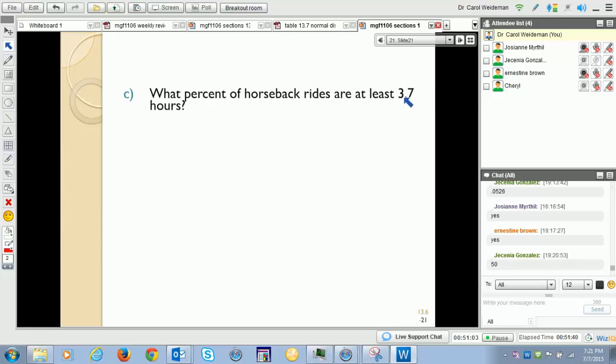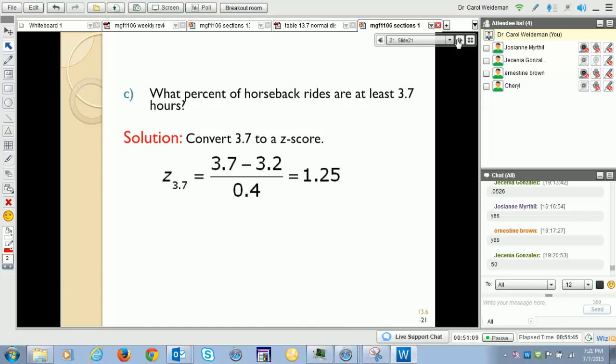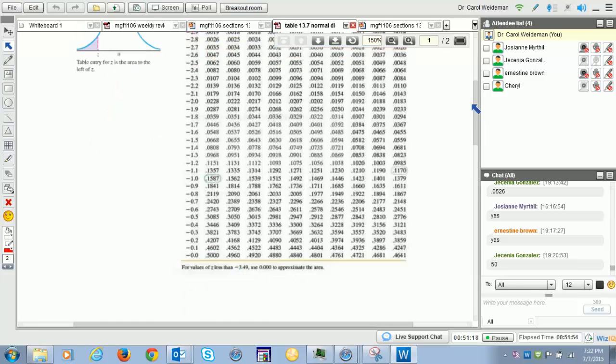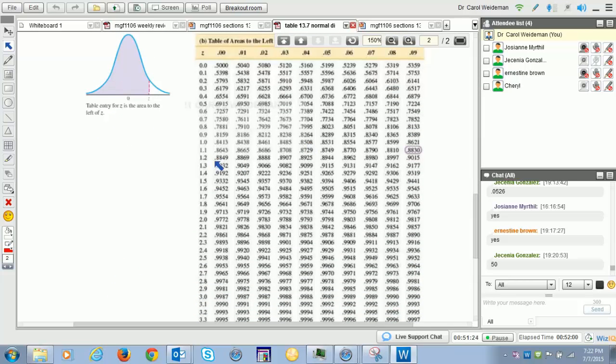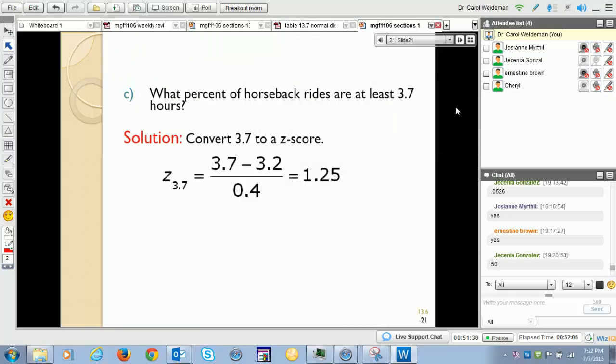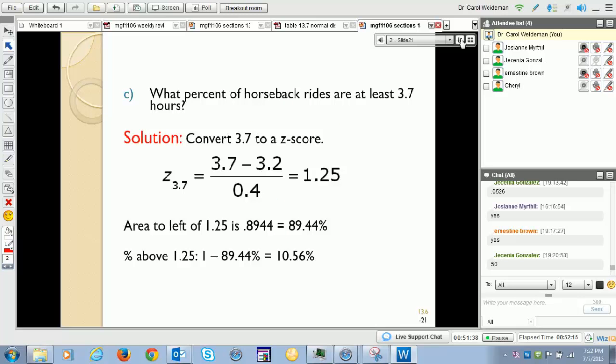What percent of the rides are at least 3.7 hours? So we need a z-score for 3.7. 3.7 minus 3.2 divided by 0.4 gives me 1.25. Let's go over to our table. 1.25 gives 89.44. But this is the area to the left. We really want the area to the right. So what are we going to do? We're going to subtract it from 1. It should actually say 100%, but about 10.56% of the rides are going to last at least 3.7 hours.